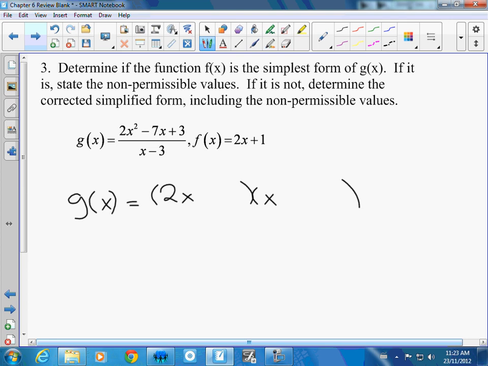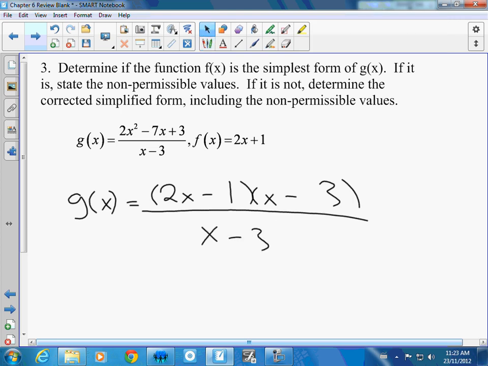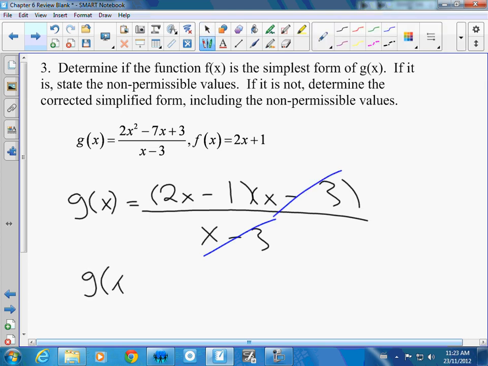We look in front of the 7, they're both negative. Okay, so where do we want the 3 and the 1? Okay, because that gives us 6 and that gives us 1, which gives us our 7. Okay, what's this all over top of? x minus 3. What can we cancel? g of x equals 2x minus 1. Are they equivalent? No. Please don't make that mistake. You'll see that the numbers are the same, but what about the sign? Different, right? Don't make that mistake saying that they're equivalent.